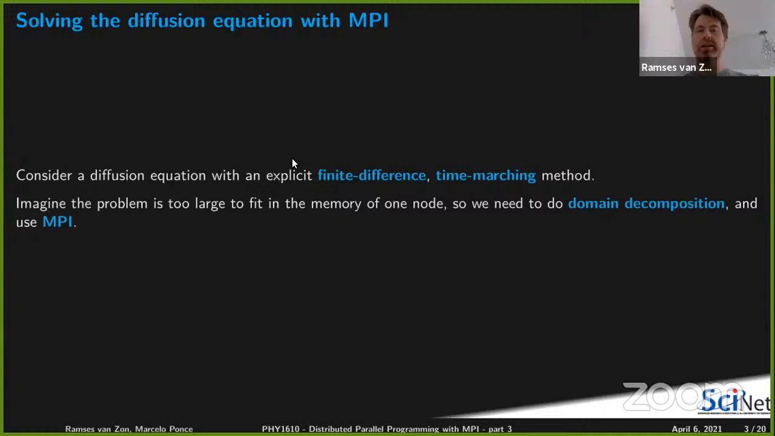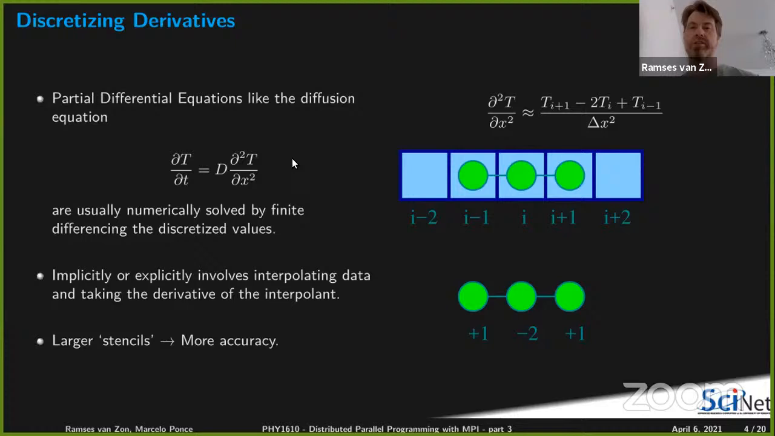But imagine that the problem is too large for the whole domain to fit in the memory of one node, then we have to decompose it. We have to give some part of this problem to one node, another part to another, et cetera. So we are going to use MPI for that. Just to recap how this went, we saw this in the partial differential equation lecture as well.